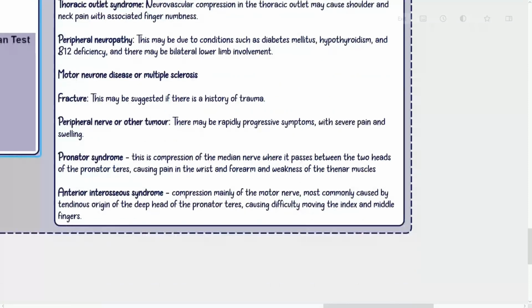Anterior interosseous syndrome. Compression mainly of the motor nerve, most commonly caused by the tendinous origin of the deep head of the pronator teres, causing difficulty moving the index and middle fingers.